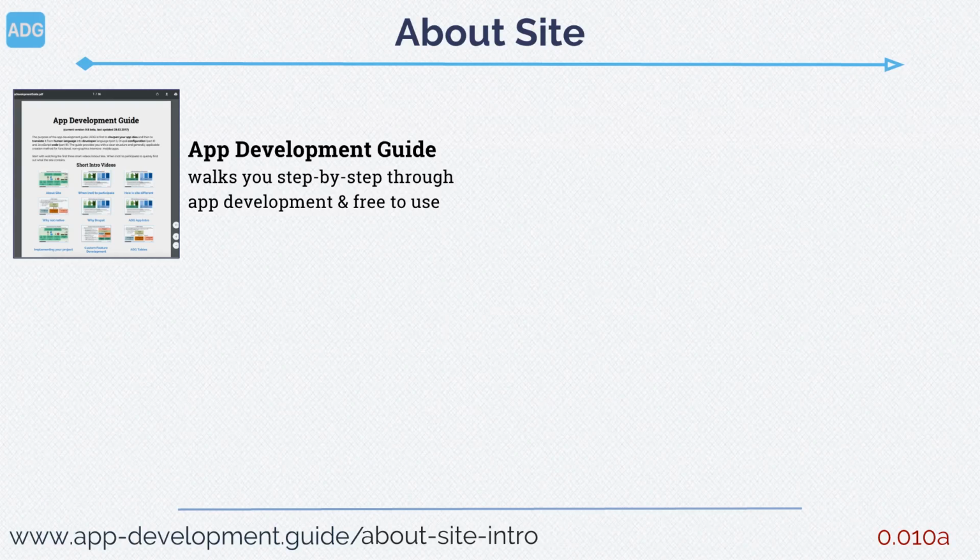One of the main goals of the app development guide is to concretize your vague app idea. And it's split in three parts. I'm not talking more about the app development guide here, but this is at the core of the site in a way.